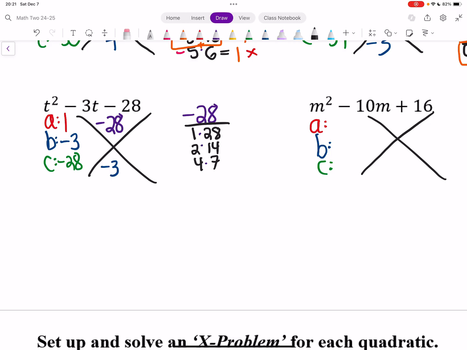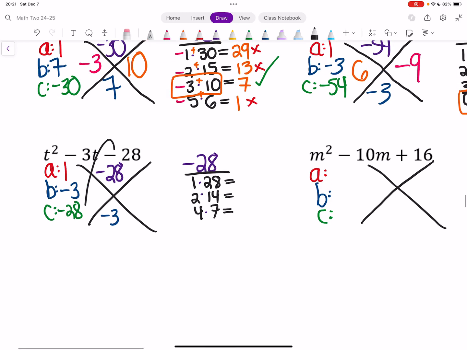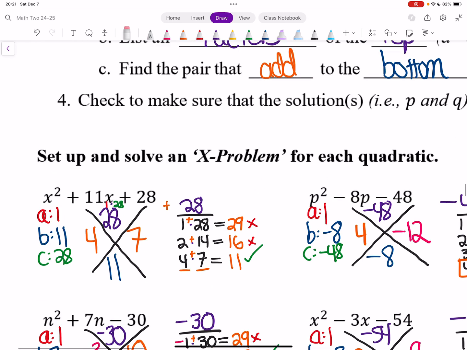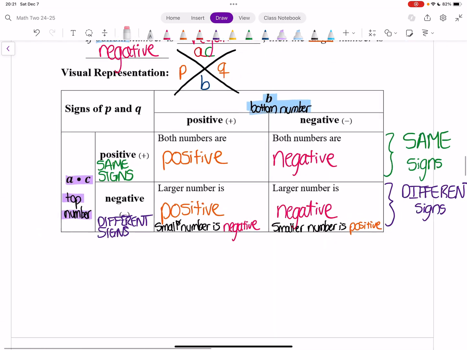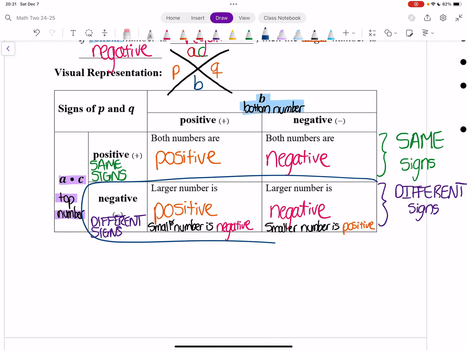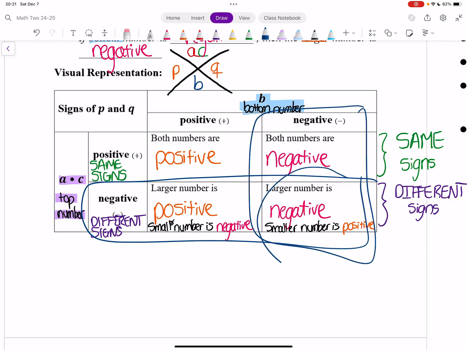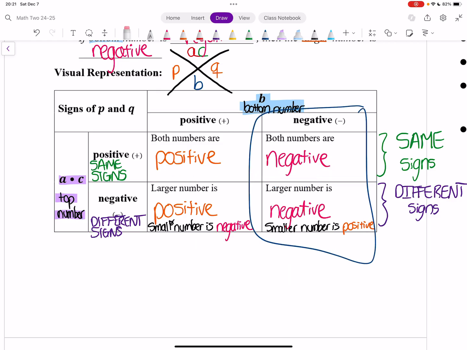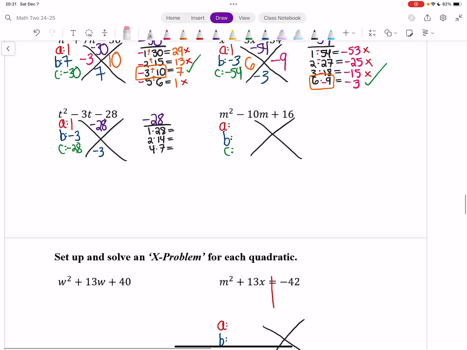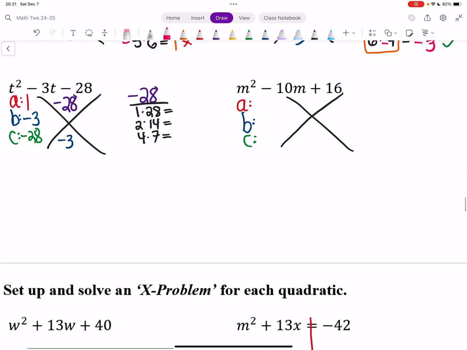Next, I'm going to identify the sign of AC and the sign of B in order to determine the signs of P and Q. They're both negative, so when I look at the chart here, if they are both negative, I'm looking at this section of the chart that tells me the larger number has to be negative and the smaller number has to be positive. So I'm going to note that.